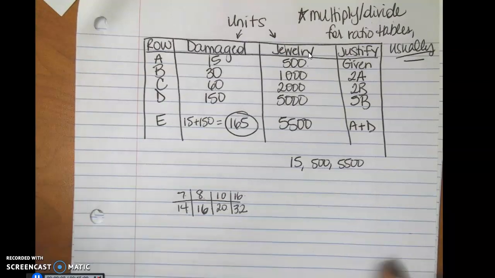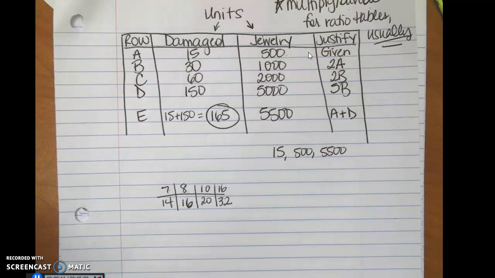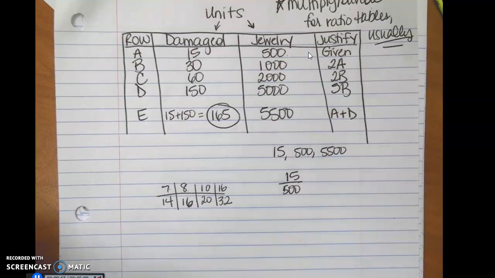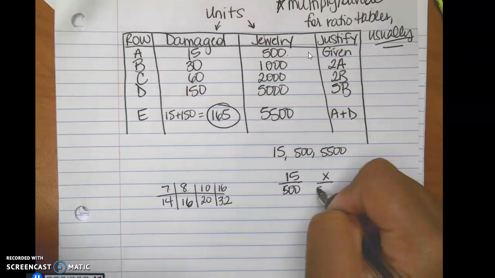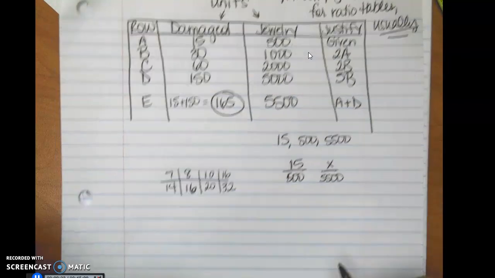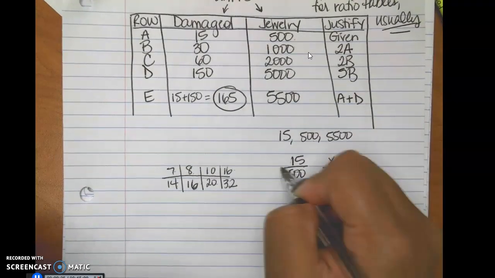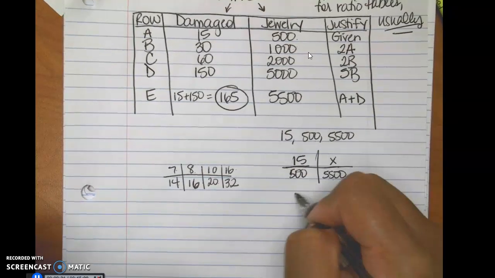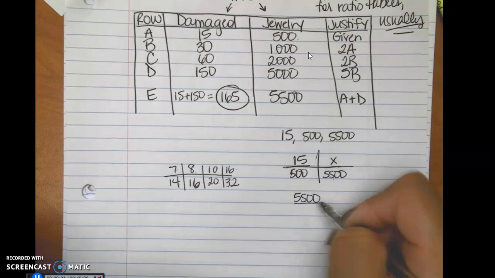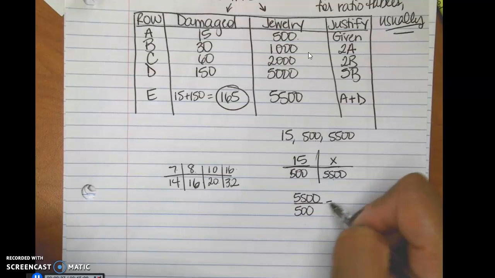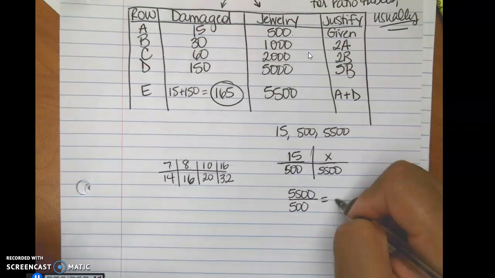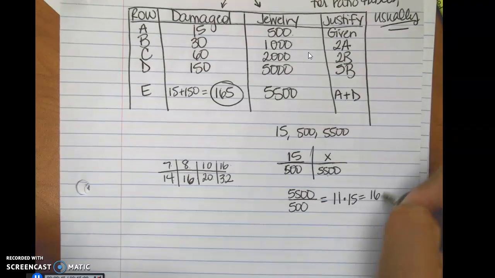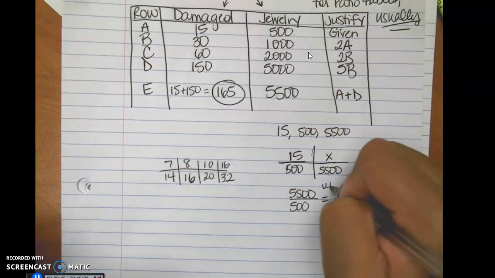Yes, you can. So I did 15 over 500, and then I put x over 5,500. And then I did 5,500 divided by 500. You made a proportion. And then you did 5,500 times 15 divided by 500. I got 11. And then I did 11 times 15, which is 165. So you found a unit rate.